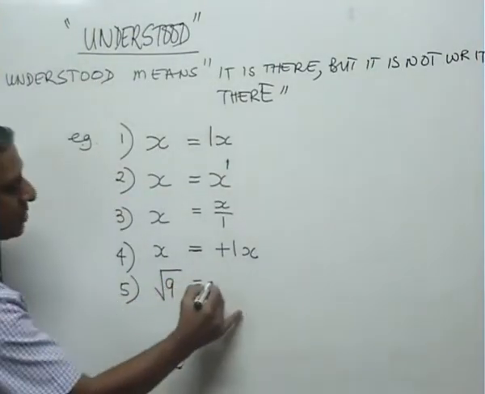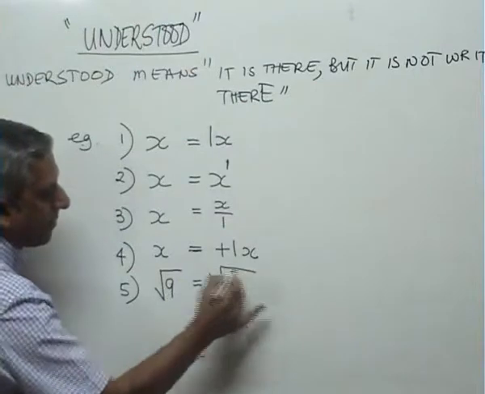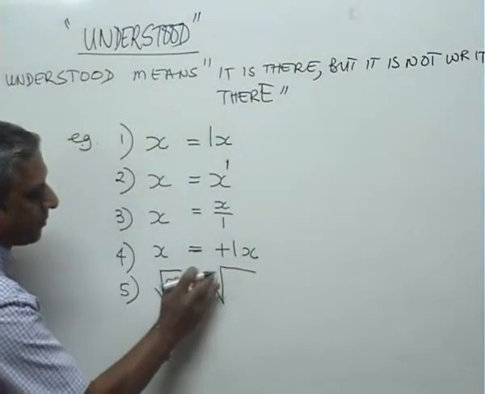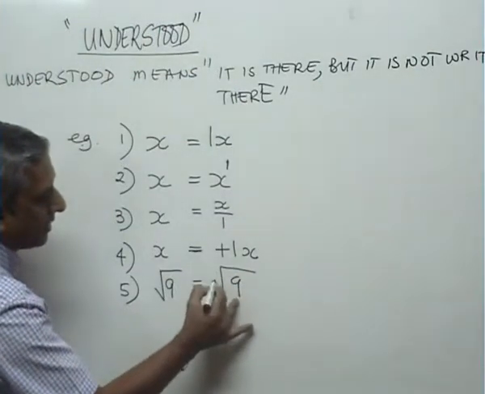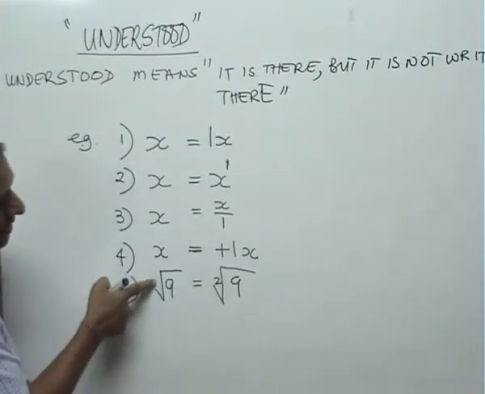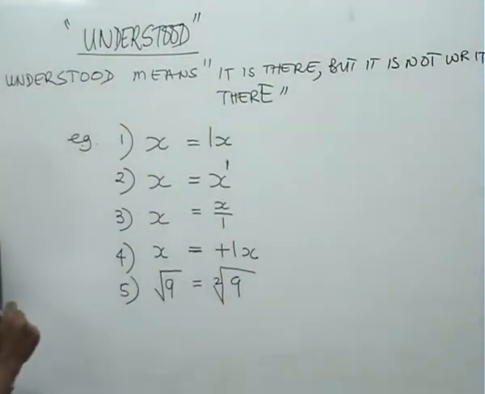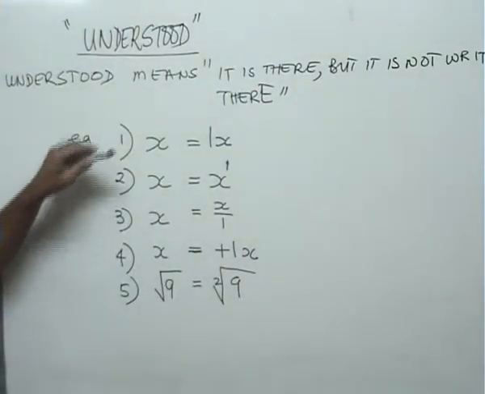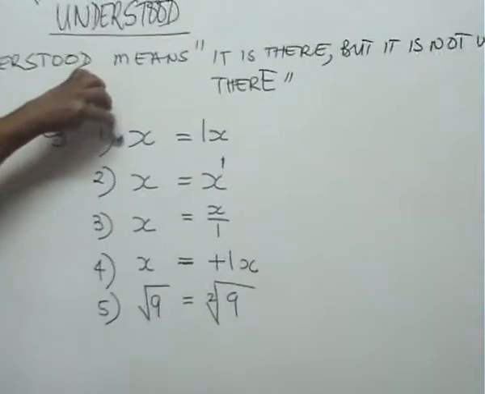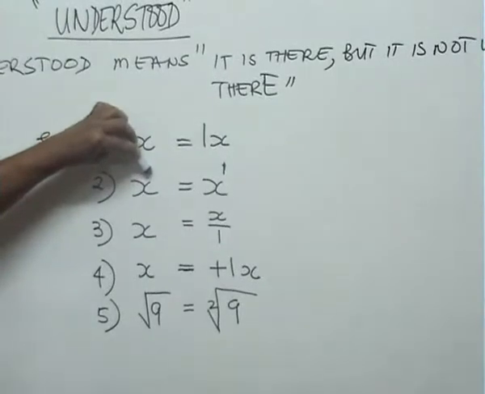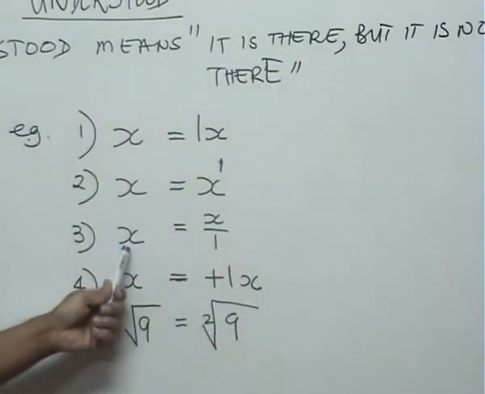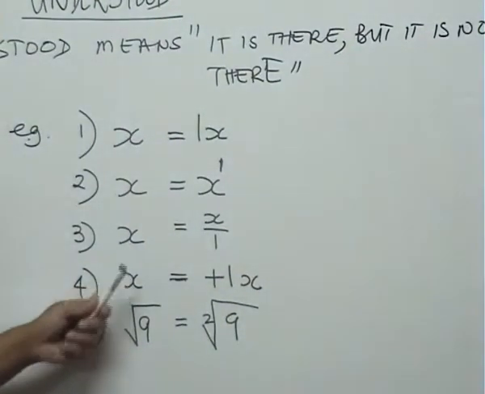In maths, it is understood that there is a 2 here. The 2 is not written here, but it is understood. So we must know clearly what is understood. Here the number 1 is understood. Here the index 1 is understood. The denominator is understood to be 1.